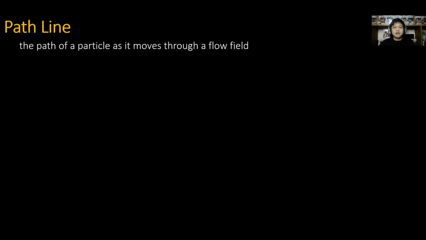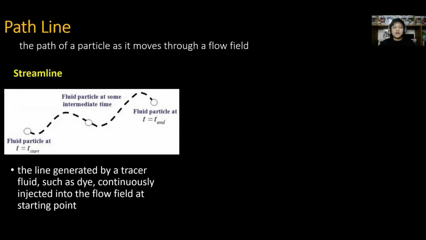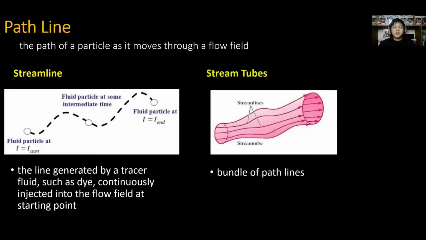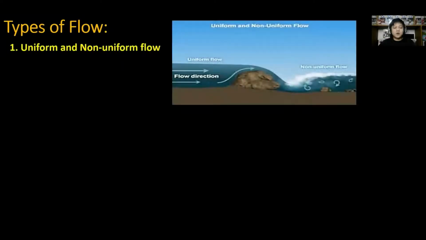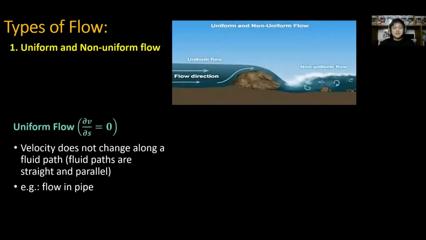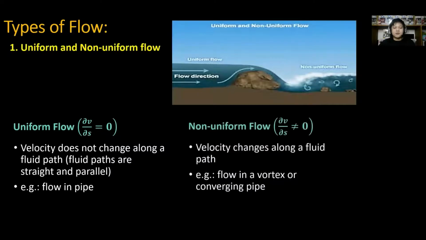On the other hand, path line is the path of a particle as it moves through a flow field. The streamline is the line generated by a tracer fluid, while stream tubes are bundles of path lines. For the different terms for types of flow, first, the uniform and non-uniform flow. For uniform flow, velocity does not change along a fluid path, or fluid paths are straight and parallel, while non-uniform flow has velocity changes along a fluid path.